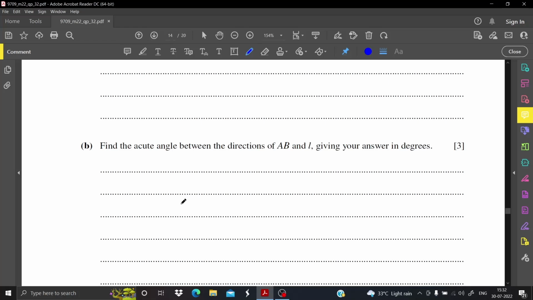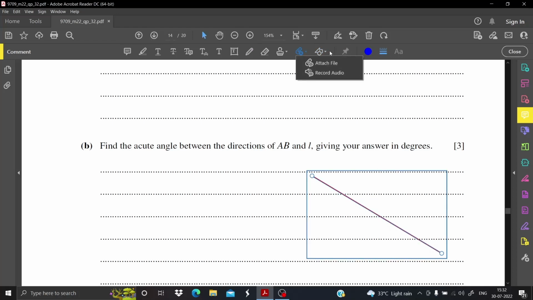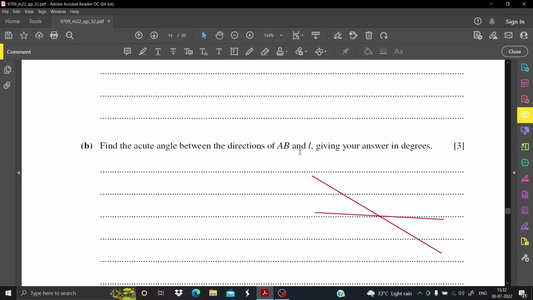Find the acute angle between the directions of the lines AB and L. So I have one line and you have another line. Now let's say this is the line AB, not to scale, and this is the line L. So that's the acute angle we need, theta.